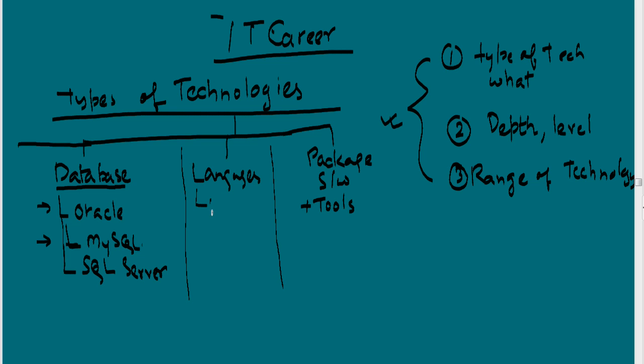Then we have languages. So languages, we have PHP, C, C++, we have Java, then there are a lot of other ones. You can say Ruby. So again, the most popular language is Java, I think, and then probably closely followed by PHP. C, C++ always has been there. It will be there.